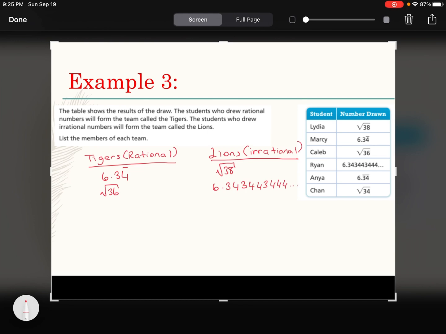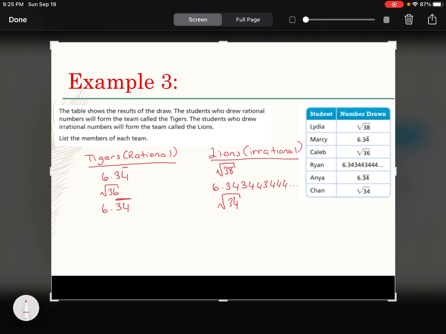Then the next one, 6.34, 34 is repeating. If it's a repeating decimal, it is a rational number, right? Then the last one, the square root of 34. 34 is not a perfect square, guys. So it is going to be an irrational number.